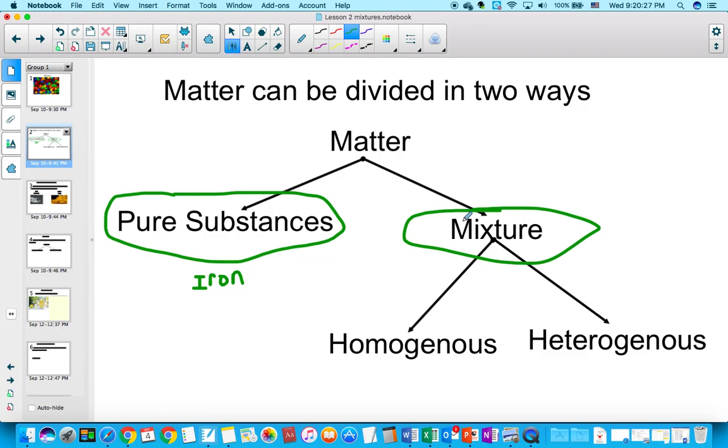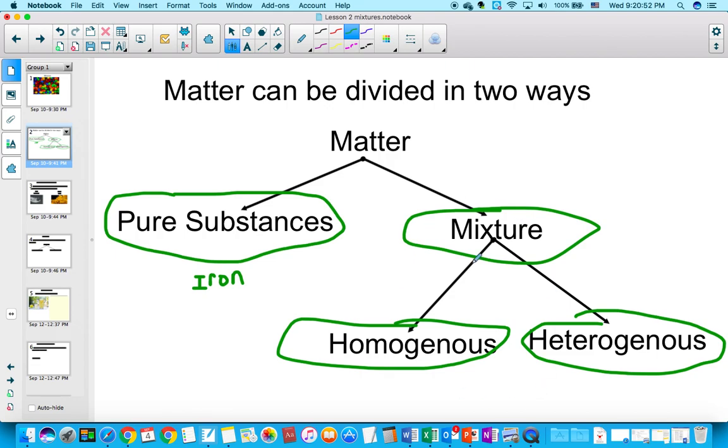Then you have something called a mixture. And a mixture is when you have different atoms, compounds, molecules combined together in one spot. And they may not be bonded and they may not even be closely related, but they're together in a mixture. Mixtures can be divided into homogeneous and heterogeneous mixtures.